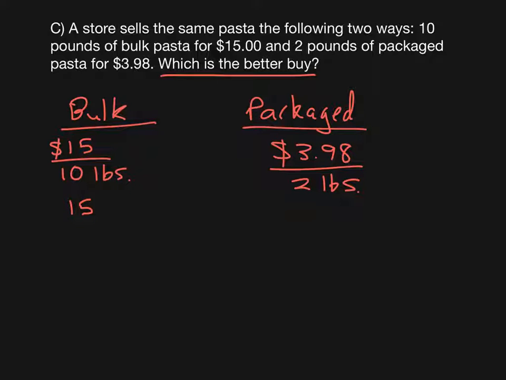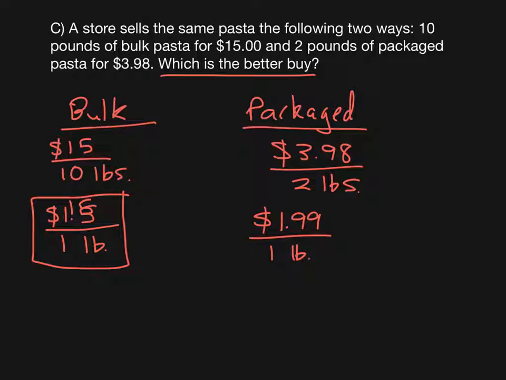Now, I could do this a couple different ways. I don't have common denominators here, so it's tough to compare. But what I can do is get a common denominator of 1 if I turn both of these into unit rates. So if I do 15 divided by 10, I'm going to get $1.50 for every 1 pound. And if I turn our packaged pasta into a unit rate, I divide 3.98 by 2, that's going to give me $1.99 for every 1 pound. So my unit rate shows me that this one is going to be cheaper for each pound. 1 pound will cost $1.50 for the bulk pasta. For the packaged pasta, 1 pound costs $1.99. So this one over here is clearly the better buy.